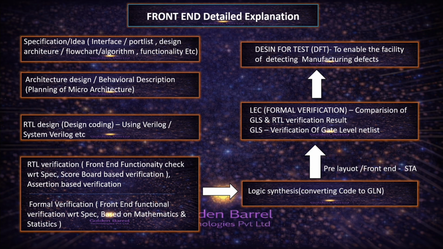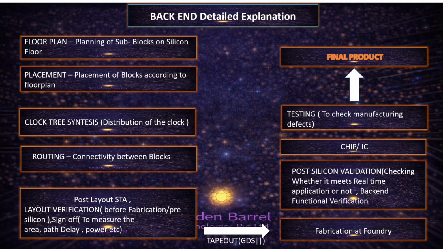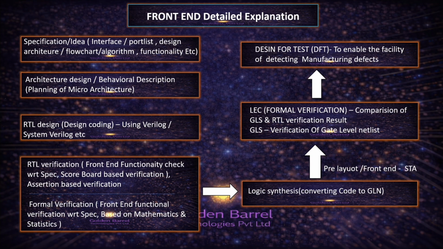So front-end functional verification is there, and back-end functional verification is also there. But what is important in front-end functional verification? In the back end, whatever functional verification happens is called post-silicon validation. This is after manufacturing or fabrication. If you detect any functional bug after manufacturing, there is no use, no? That's why front-end functional verification is very important, and that's why there is more demand for front-end functional verification.